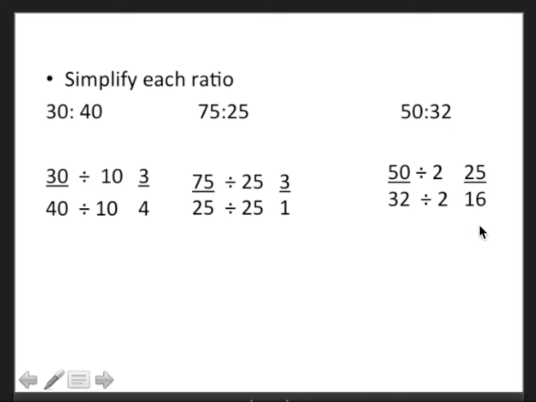All right, and then 50 to 32. Both of those are divisible by 2, which gives you 25 to 16. And those have no common factors. So that's in simplest form.